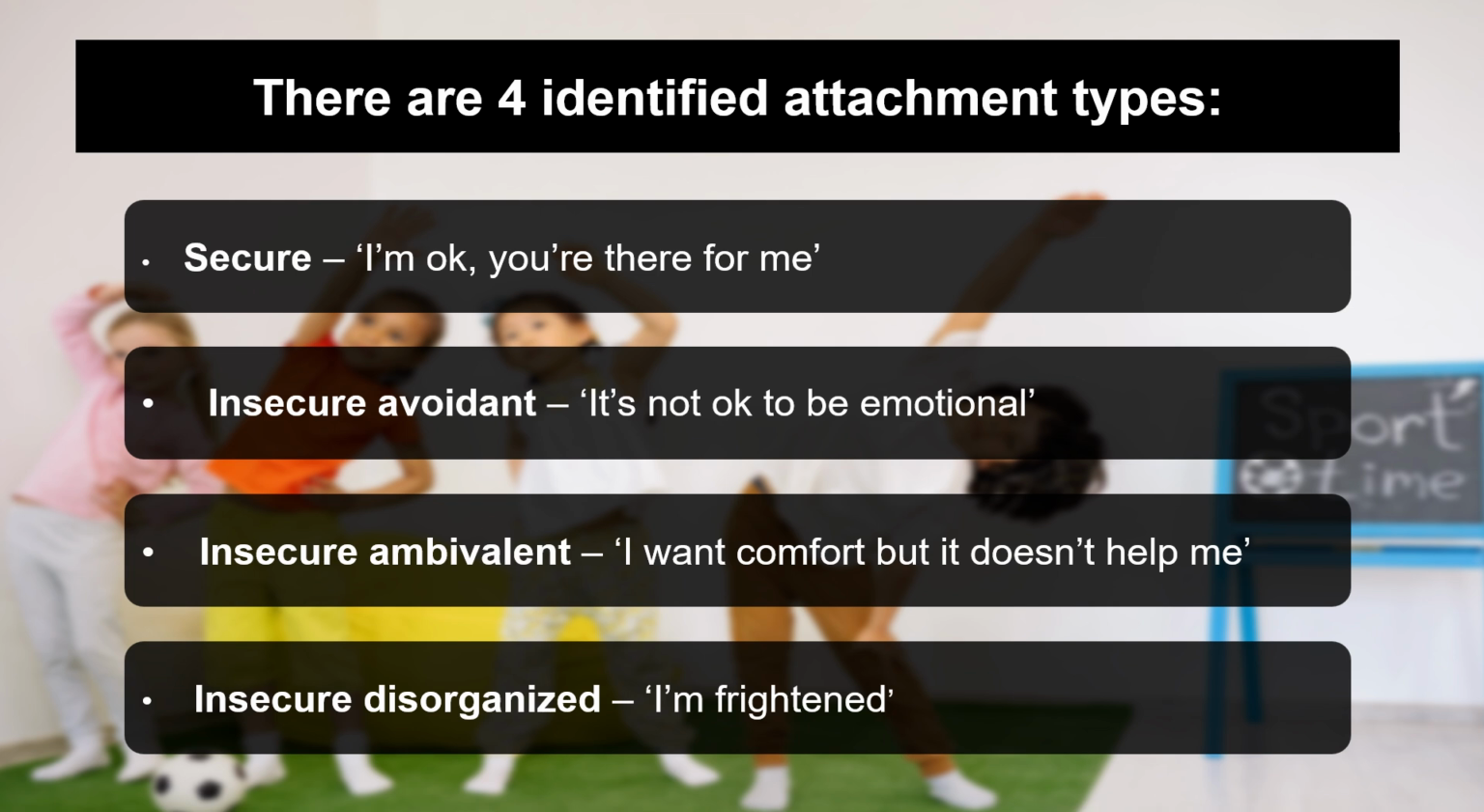Now, what is an indication of the secure attachment? The indication: I'm okay, you are there for me. So, here the child can trust his or her parents. So, an indicator of a secure attachment. It's not okay to be emotional. This is an indication of insecure, avoidant type attachment. Then, insecure, ambivalent attachment: I want comfort, but it does not help me. Insecure, disorganized: I am frightened. So, the nature of attachment type is predictor of emotional responses and later social behavior and resilience.